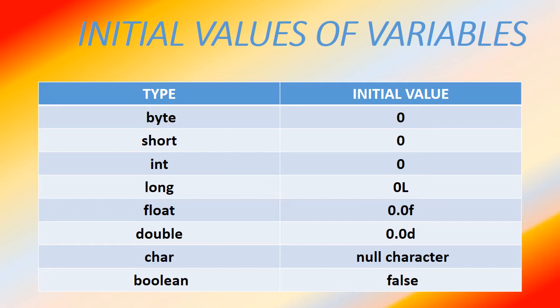value will not be true, it will be false. You know that boolean can contain only two values, either true or false. So not true, by default it will contain false. Okay, so this is the table of the default initial value of any variable for the particular data type. Byte 0, short 0, int 0, long 0L, float 0.0f, double 0.0d, char null character, and boolean with false value.